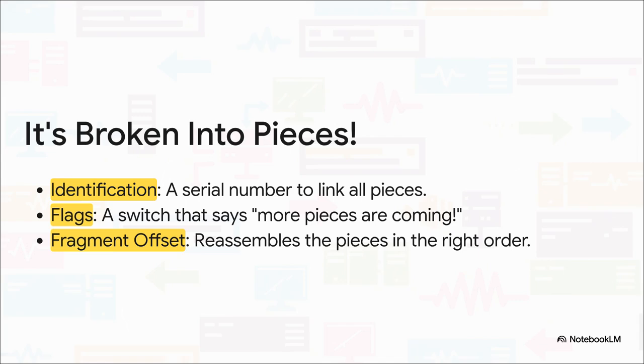Three fields in the header manage this whole thing. Identification is like a serial number that links all the pieces together. The flags field basically tells the receiver, hey, just so you know, more pieces are on the way. And the fragment offset tells the computer exactly how to put the original postcard back together, even if the pieces arrive all out of order.